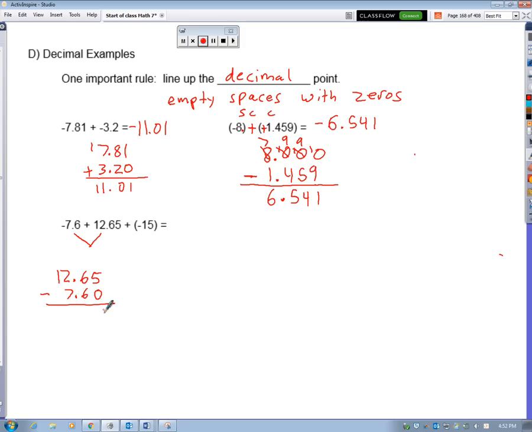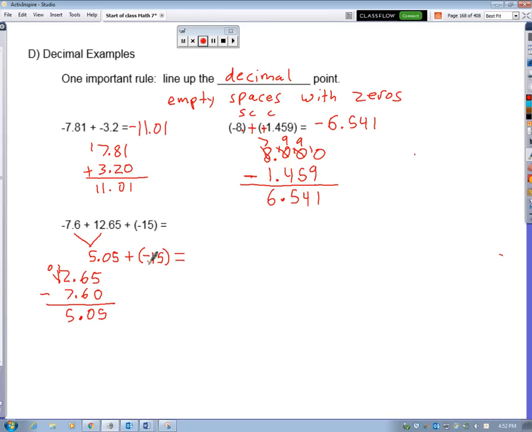subtracting. That's going to give me 5, 0, decimal point, borrow. Alright, 5.05, okay, which is going to go right here, 5.05. Check if it has to be positive or negative. It's going to be positive since our positive number is bigger. Now let's drop down what we have left. We're going to add negative 15.